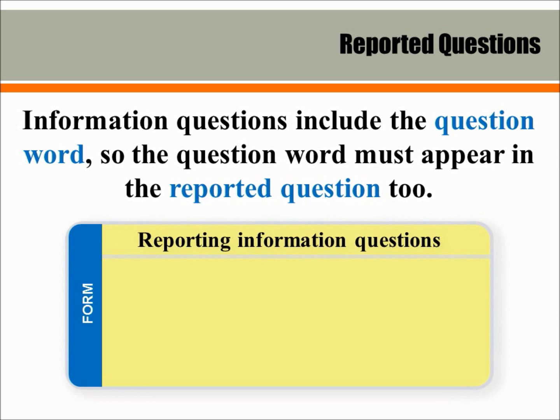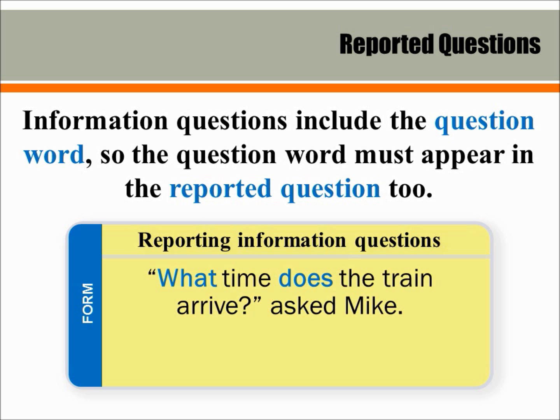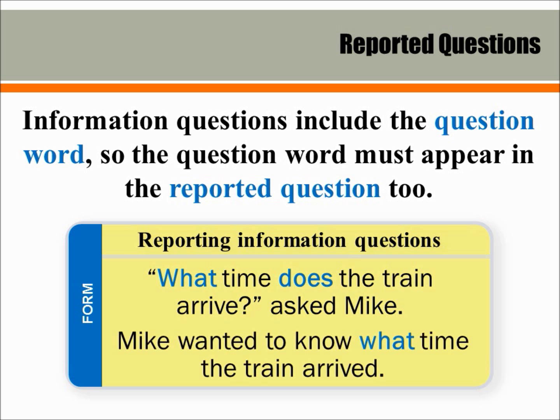Information questions include the question word, so the question word must appear in the reported question too. However, the word order is not interrogative because you're not asking a question. And you also drop the auxiliary verb "do," because that only appears in order to create the question. Direct speech: "What time does the train arrive?" asked Mike. Reported question: "Mike wanted to know what time the train arrived."